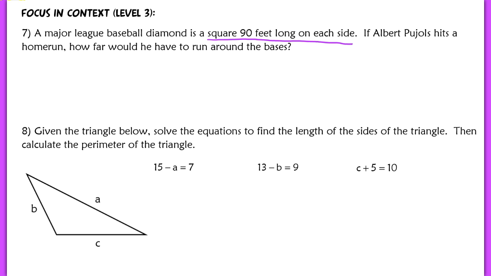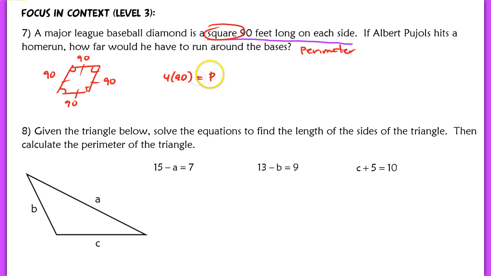So this is where you're going to have to realize that this is a perimeter question. They give you the shape, they tell you it's a square, so we know that all of these sides here are going to be the exact same. And we also know that each side length is 90 feet long. So we can just take 4 times 90 to find that perimeter, and that would represent the length that he would have to run around the bases. So we have 360 feet.